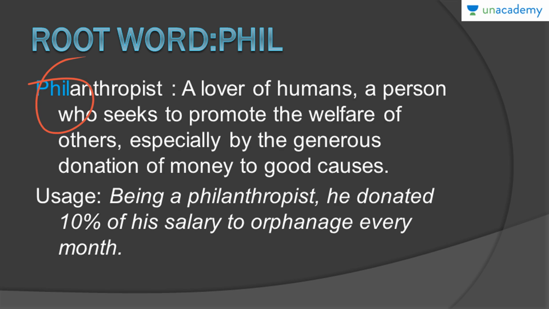So when you use it in a sentence, you can say, being a philanthropist, he donated 10% of his salary to orphanage every month. So 10% of his salary every month he used to donate to the orphanage. So that means he is a philanthropist. Okay, so it is related to the root word. Why? Because a philanthropist is a person who is a lover of humans. Okay, so that's how you use it.